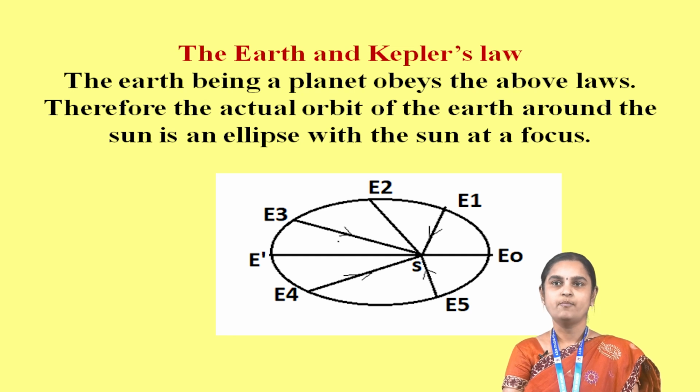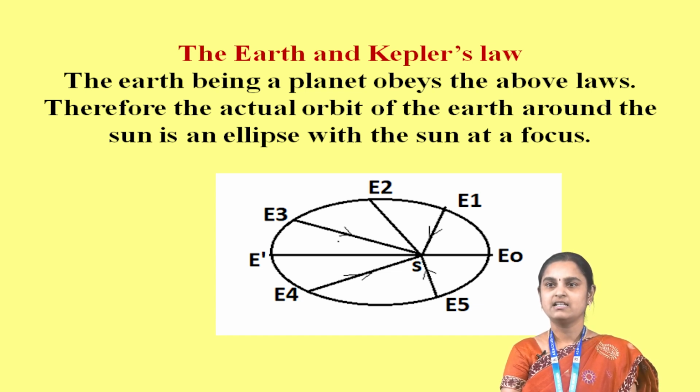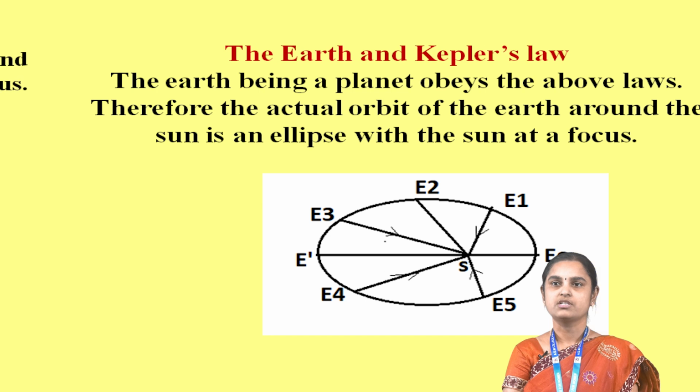The Earth obeys Kepler's laws. So let's see how it happens. The Earth, being a planet, obeys the above laws. Therefore, the actual orbit of the Earth around the Sun is an ellipse with the Sun at a focus. In the diagram you can see the Sun is in the center and the Earth is moving in its orbit. E0, E1, E2, E3, E4, E5 are the different positions of the Earth.